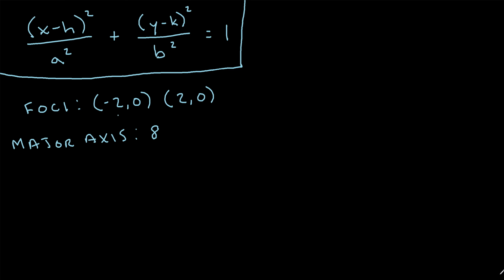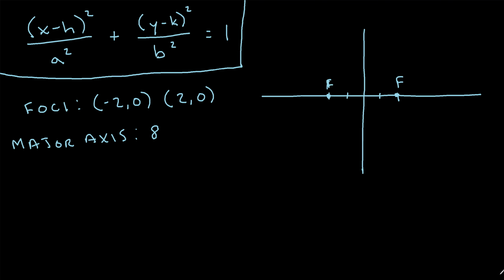We're told that the foci of some ellipse are located at (negative 2, 0) and (2, 0). And we're told that the major axis length is 8. So let's make a quick sketch to visualize this situation. So the foci are (2, 0) and (negative 2, 0). So we're told that the major axis length is 8. So what that means is the major axis runs from one vertex to the other vertex.